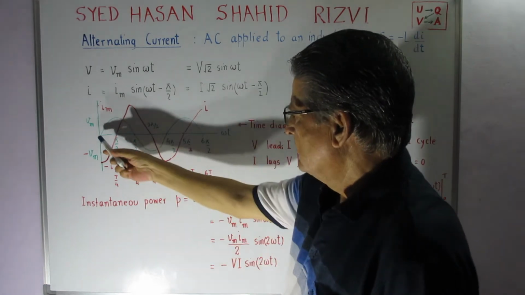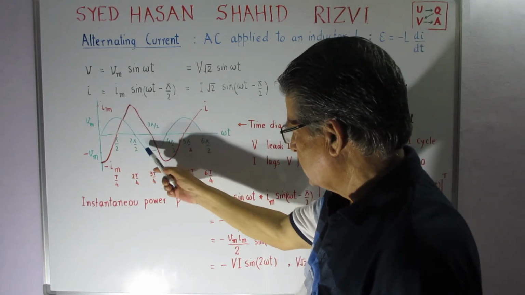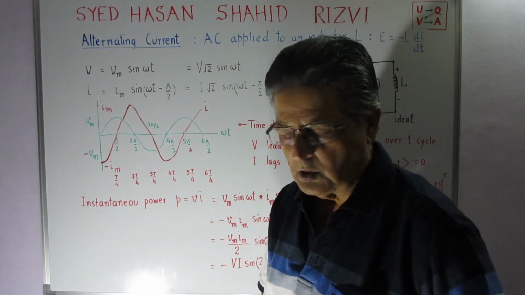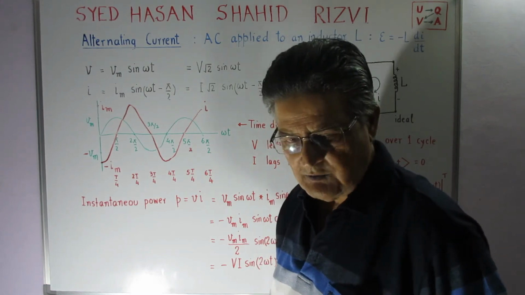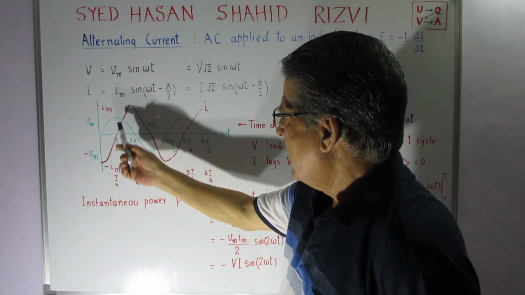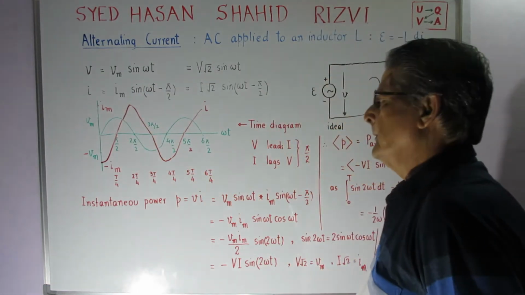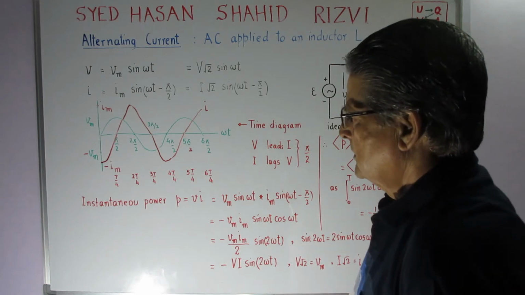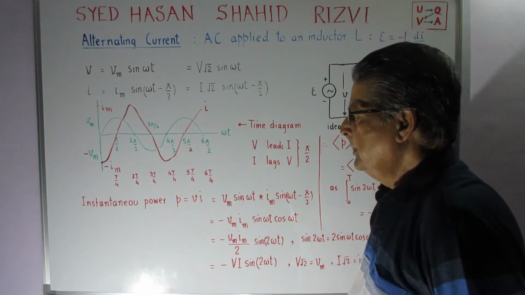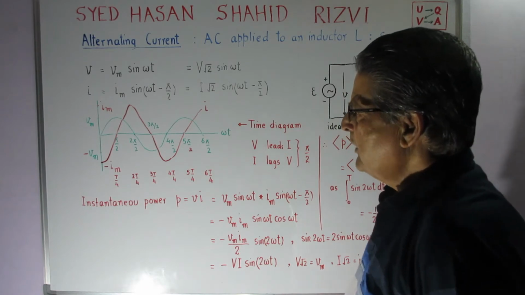Okay, the voltage here goes like a simple sinusoid, sine of omega t. Then I have plotted I equal to Im sin of omega t minus pi by 2 with the red ink.